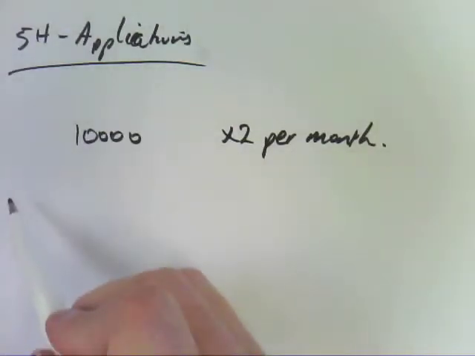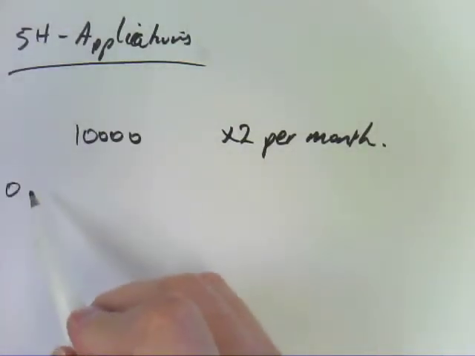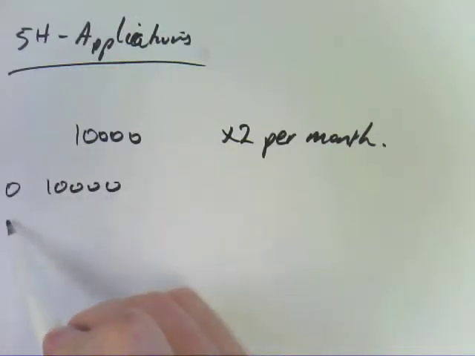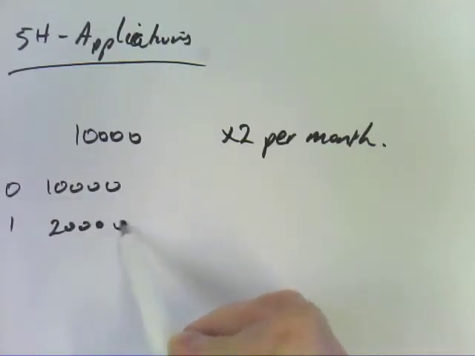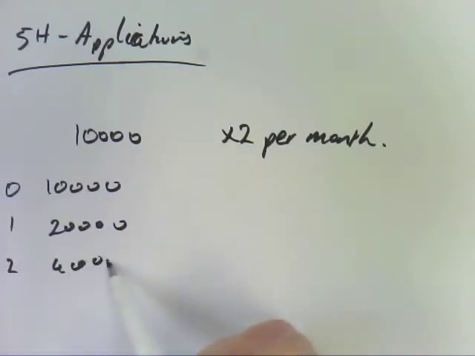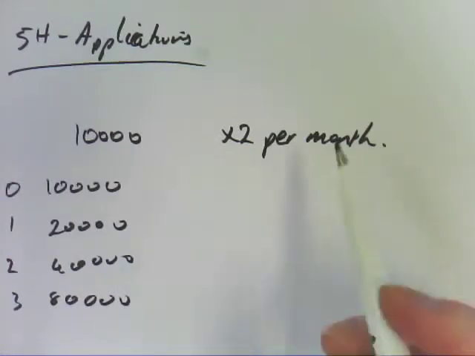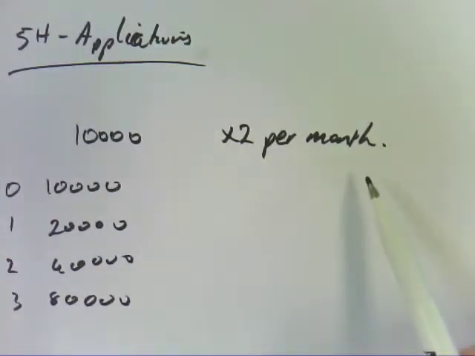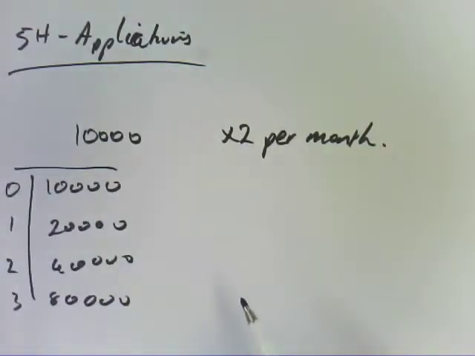So month 0, 10,000. Month 1, 20,000. Month 2, month 3. All right, let's stop there for now. So is by 2 per month going to give me the equation that fits our data? All right, it's not, is it? Because if I do month by 2, I can do 10,000 by 2 and I'll get 20,000, but I can't do 10,000 by 2 and get there. So it has to be something else.